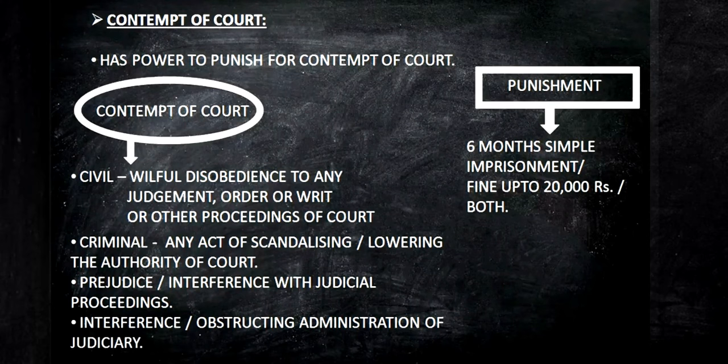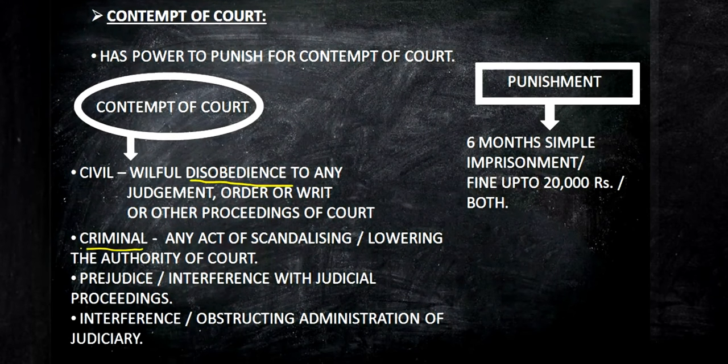Now contempt of court can be taken into account under civil and criminal cases. If you are booked under contempt of court, then what will happen? You will be punished. Now, what is that punishment? If you are a little bit unlucky, then you will be put in jail for 6 months. Okay, simple imprisonment of 6 months.